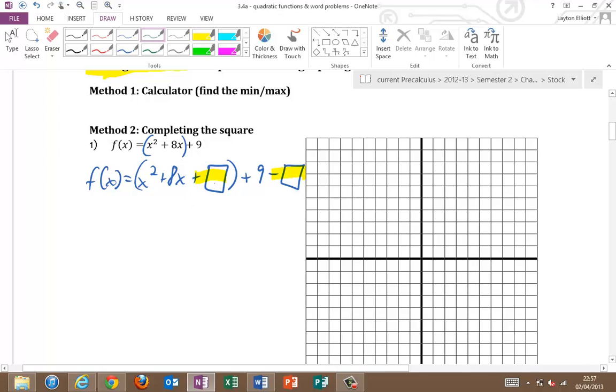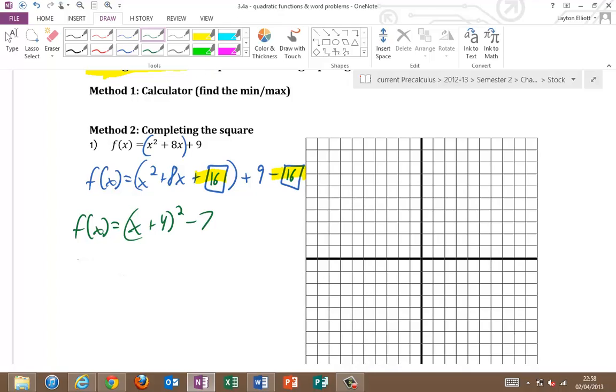Then we look at half of 8 squared, same thing we did with circles. Half of 8 squared is 16, and then I have 9 minus 16. Factor, and we get f of x equals (x plus 4) squared minus 7. We now know what the vertex is. We have it in graphing form. We could do transformation of base points on this.